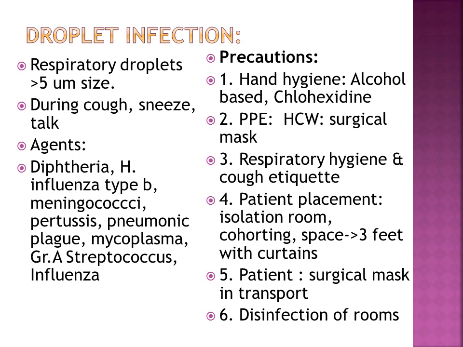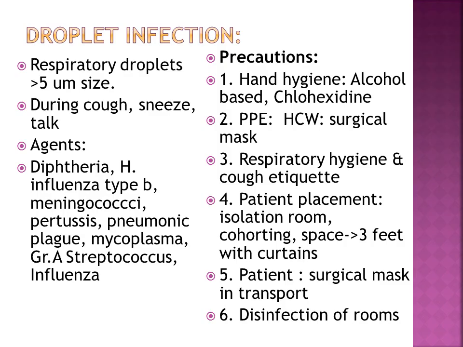Second one is the droplet infection. So when can it happen? Respiratory droplets are more than 5 micrometer in size. So during cough, sneezing or talk, these droplets can spread the infection. So agents most commonly are diphtheria, the Corynebacterium diphtheriae, H. influenzae type B, meningococci, pertussis bacteria, then plague, mycoplasma, streptococcus and influenza.